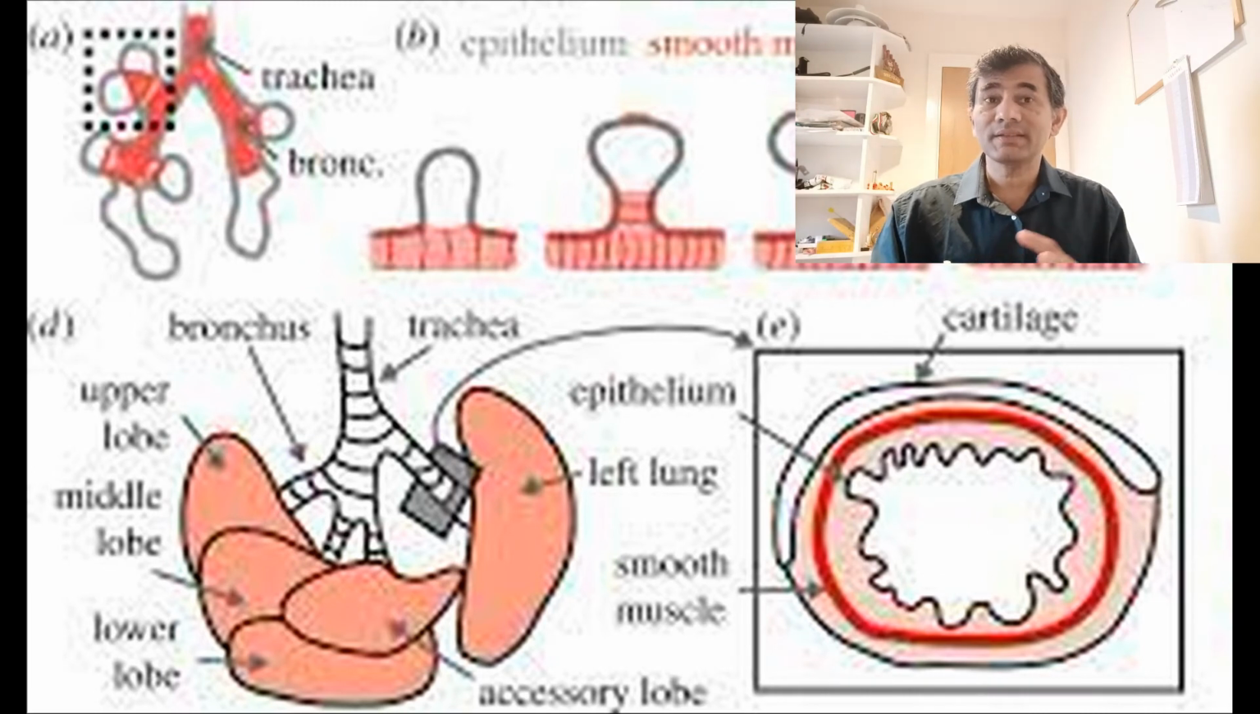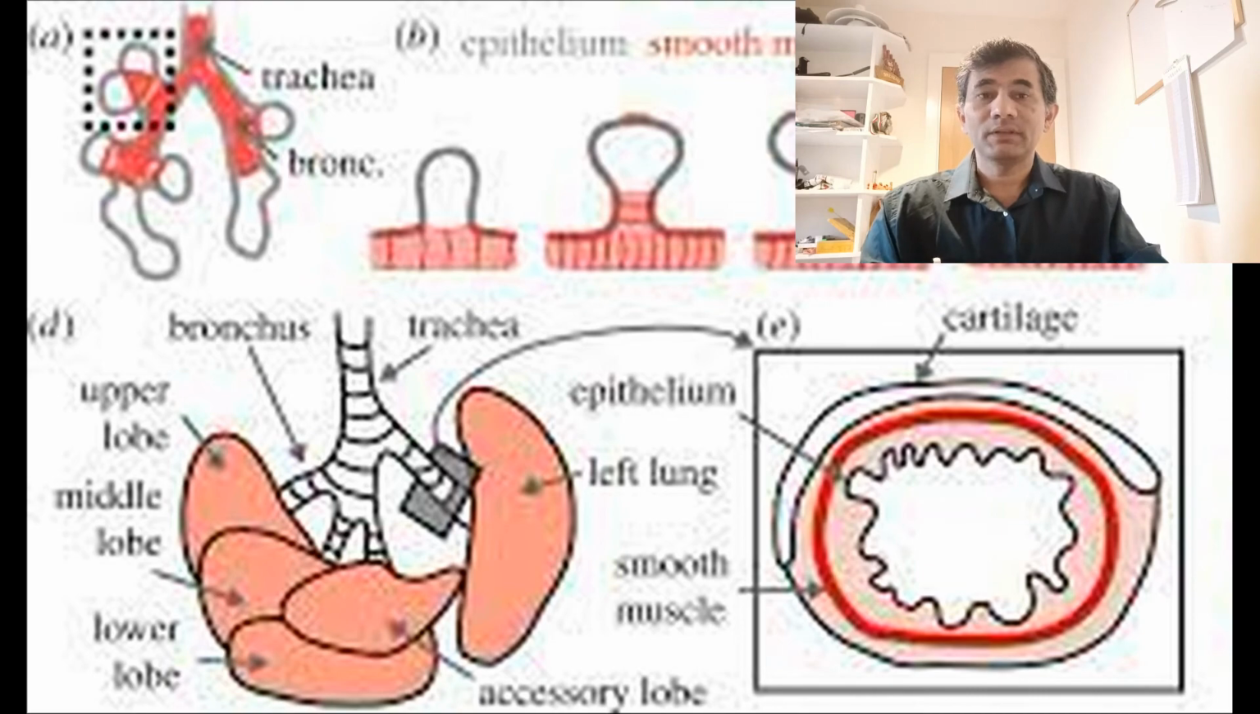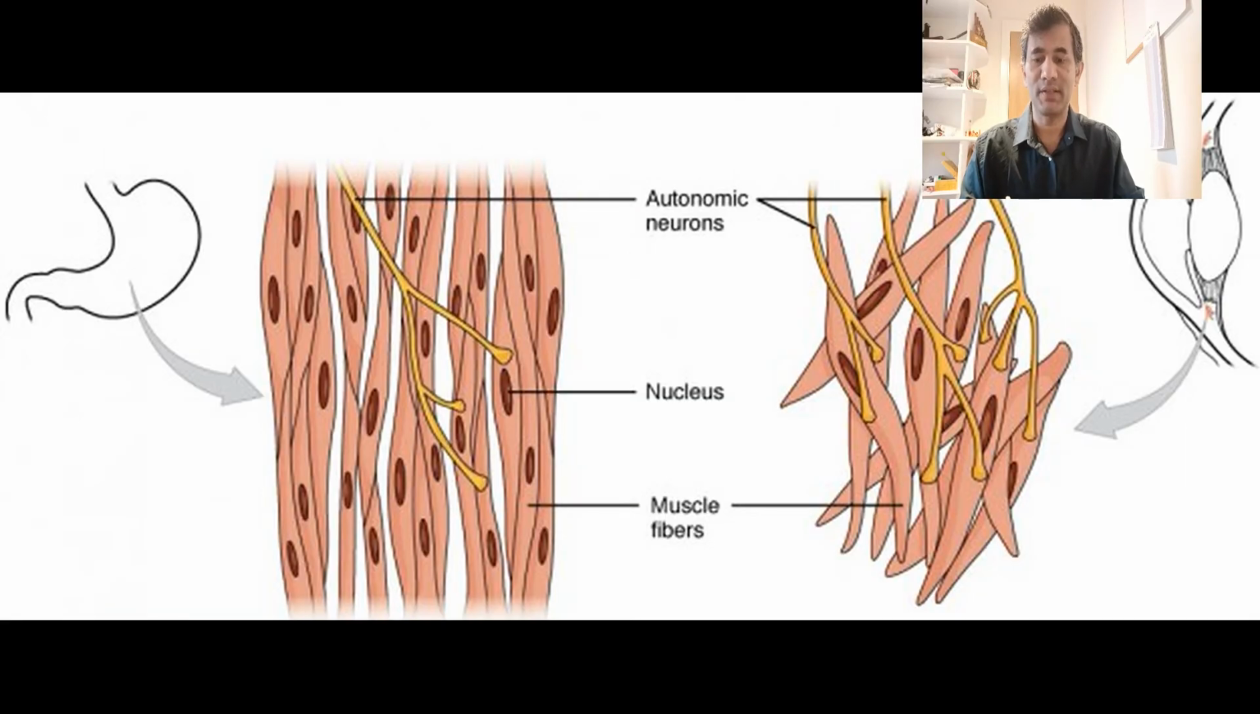There are smooth muscles in the genitourinary tract as well, in the ureters, in the bladder, in the uterus, and they have their roles there. So let us look at the cells in these involuntary muscles, smooth muscles. The cells are long. You can see in the diagram. They are elongated. They are spindle shaped, so narrow at both ends.